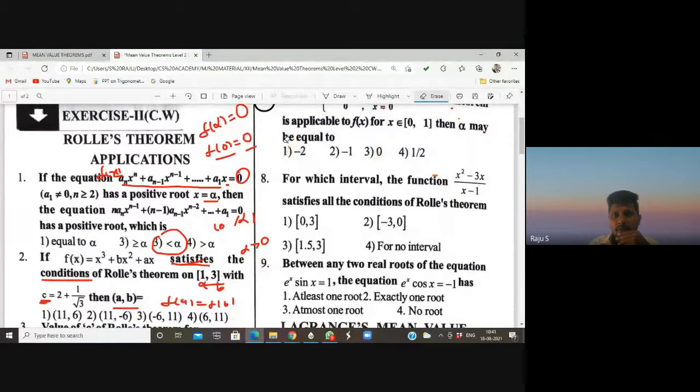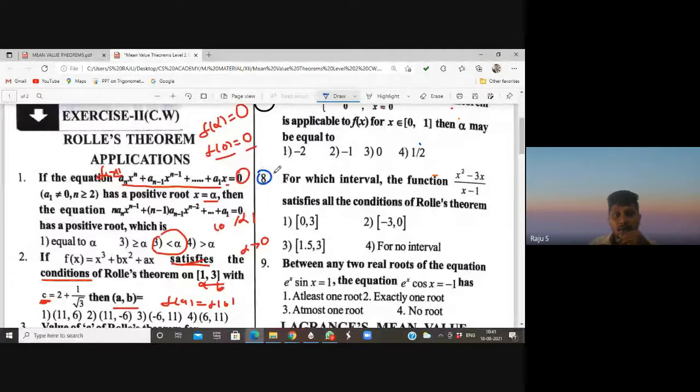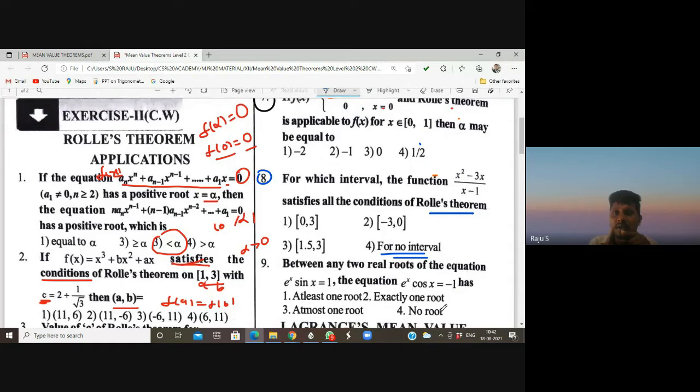Students, each and every point you should observe very carefully, and you can ask doubts. For which interval does the function satisfy all the conditions of Rolle's theorem? See carefully, in the options they may give 'doesn't exist', 'for no interval', 'no root'. This kind of question you should observe very carefully. In the previous question also, 'doesn't exist' was the correct option.